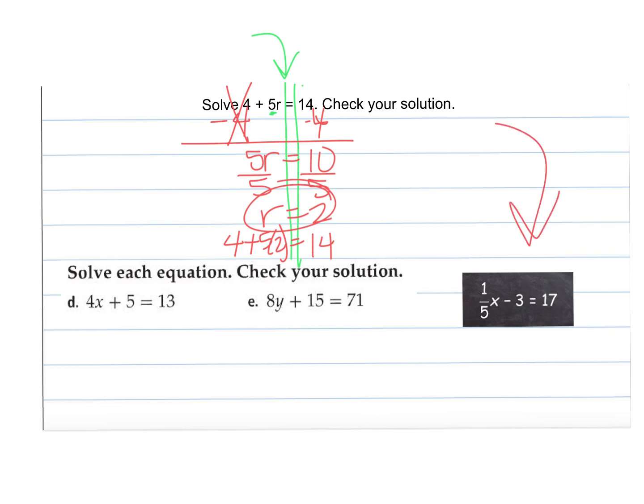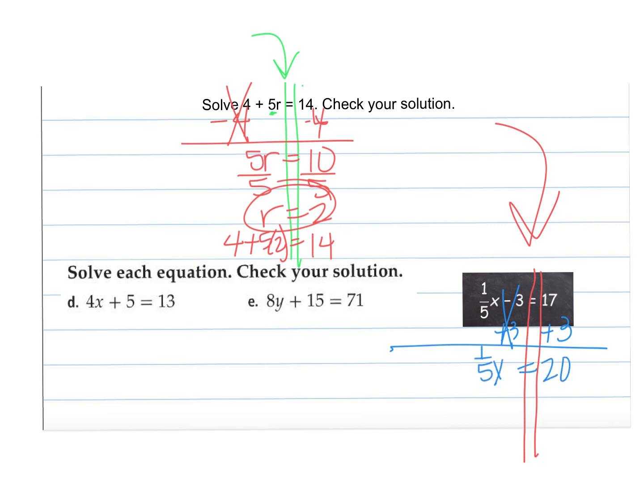We're going to skip over to this one. 1/5 x minus 3 equals 17. So write this down, do your tracks. Pause me if you want to try it on your own. Add 3 to both sides, because again, x is being multiplied by 1/5 and then subtracted 3. So we're going to go opposite order and undo it. So we bring down 1/5 x equals 20.